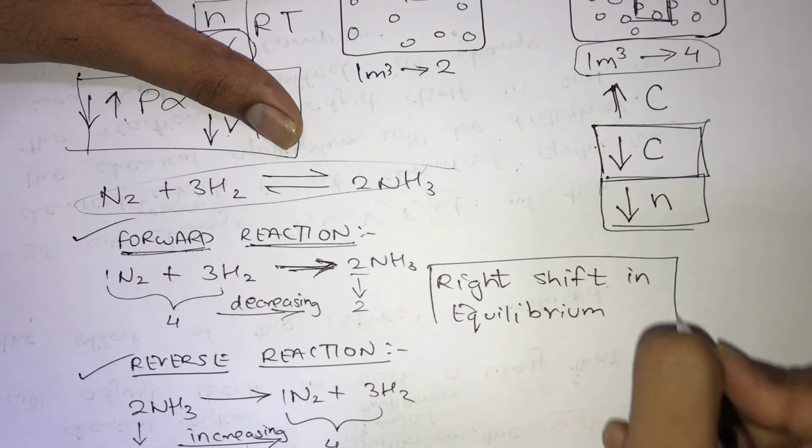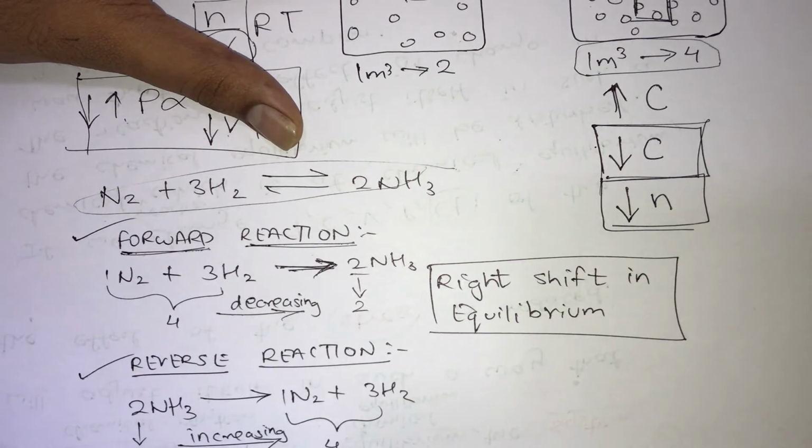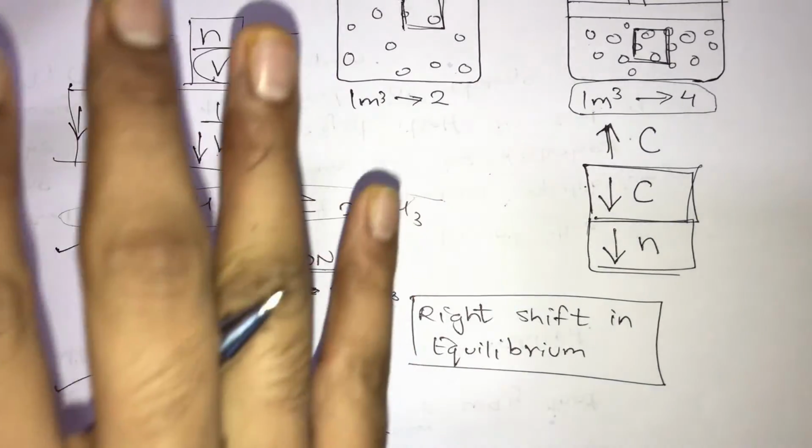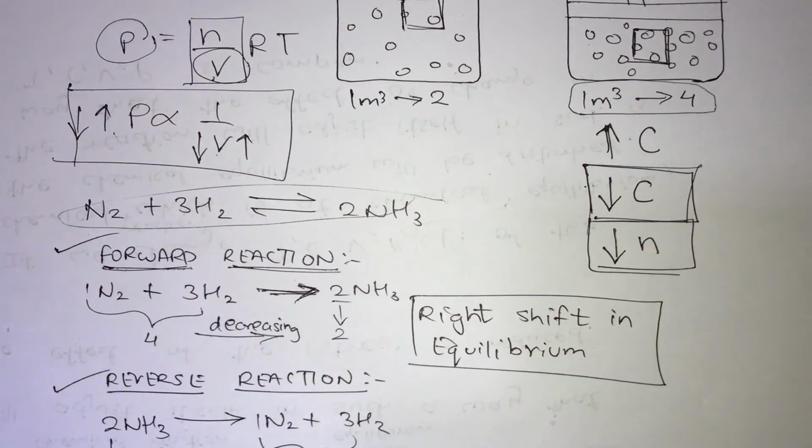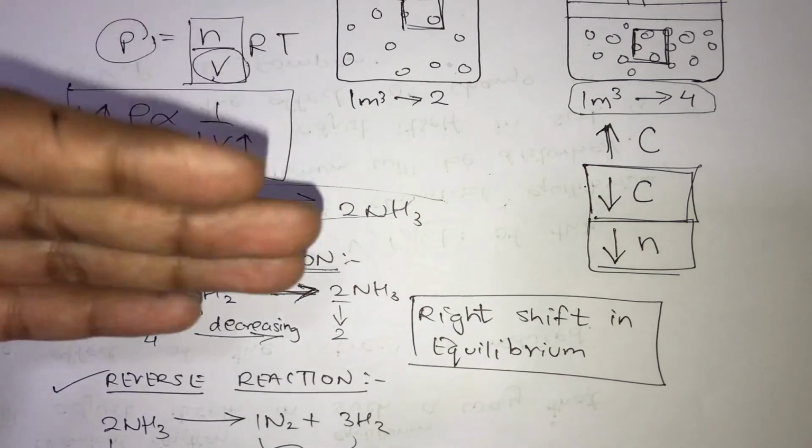So there will be a right shift in equilibrium that will be taking place. I hope, guys, this concept you have understood. I know it was a little bit tough one, but I hope you have managed to understand. If you have not, then I will just quickly revise it.